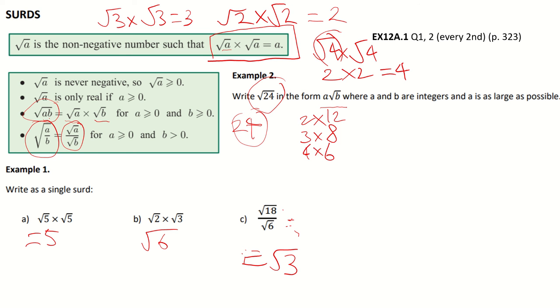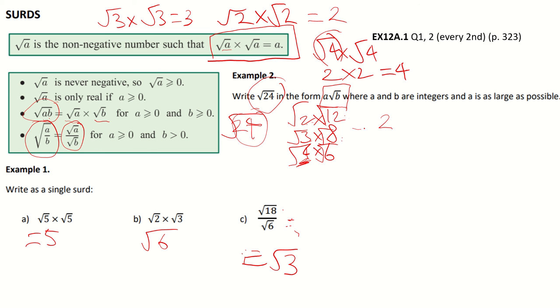Now, what we're doing in this question is we're writing it in the form a square root b, so some number times the square root of something else. These are all square roots, sorry. These are all our possible options. So, do any of these numbers square root nicely? 2 doesn't, 12 doesn't, 3 doesn't, 8 doesn't square root nicely. 4 does. So the square root of 4 is 2.